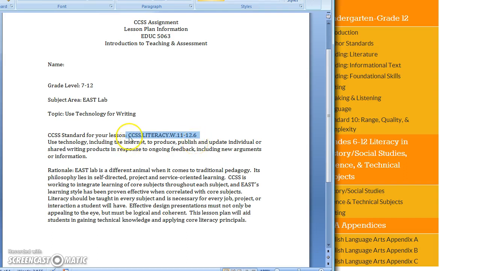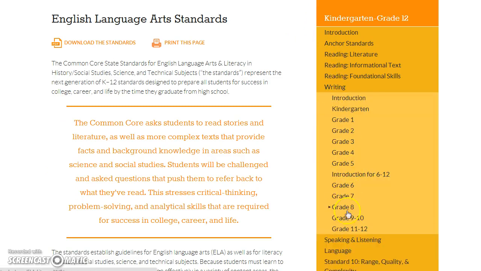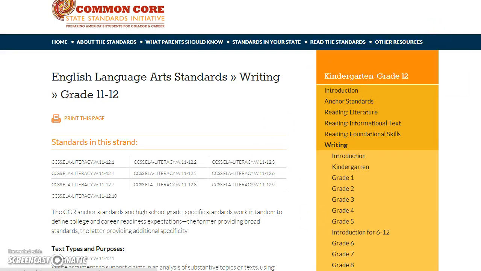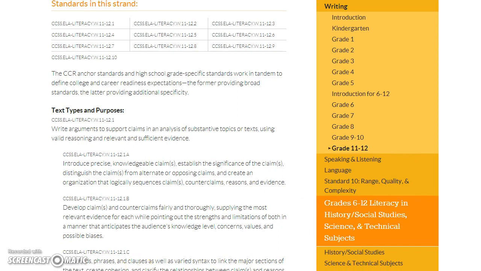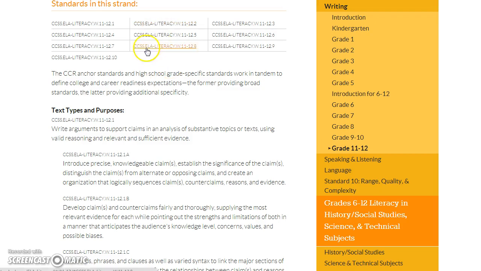What that means is Common Core State Standards. This is a literacy standard, a writing standard. This is 11th and 12th grade, and it's Standard 6 underneath the writing standards. Okay, so we're going to go into writing. We're going to go into 11 and 12. As you'll see here, she has 11th and 12th grade for this particular lesson, and she has standard number 6. So when we get here, we'll look for 11 through 12, standard 6, which is right here.